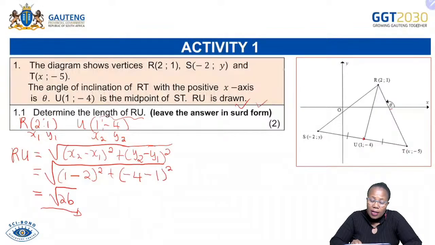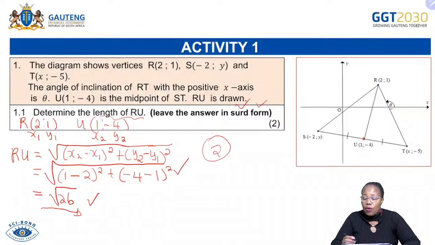Leave your answer in surd form. Do not press the SD button to simplify there. That is the substitution and the answer. Easy, grade 12. I hope you got that one correct. Let's see now the next activity.